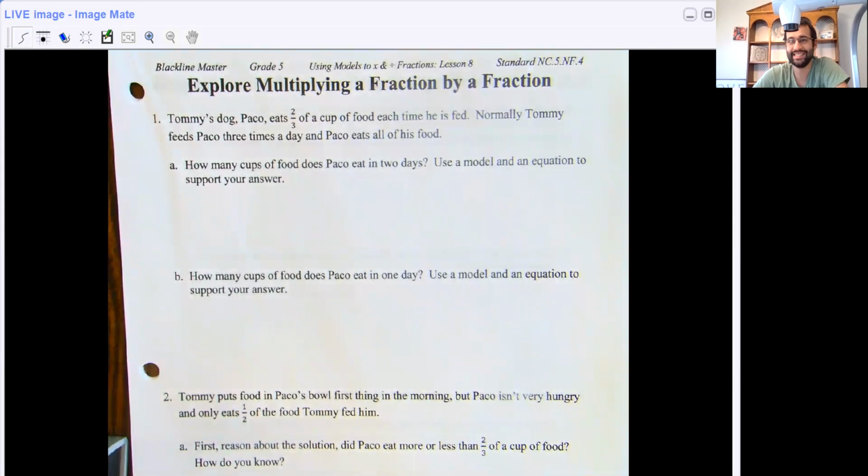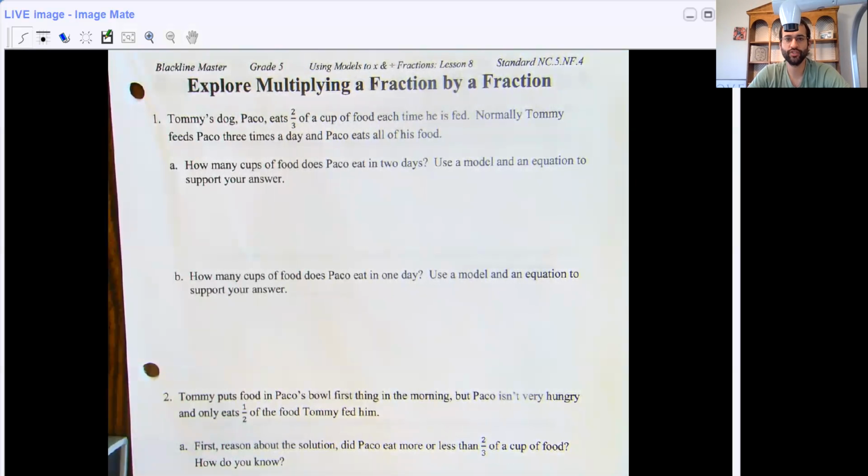So I am on page 19. Today, I'm going to be looking at these first two questions here with you. And then you're going to be looking at questions 3 through 6 with your teacher and independently on your own. All right, let's go and take a second to get that out. We're looking at page 19.